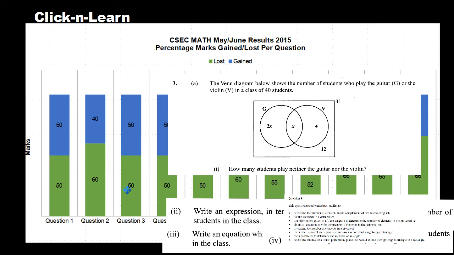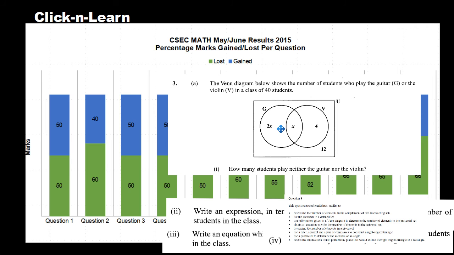Most students lost about 50% of the marks for this particular question, with 50% gained or earned. Now the marks for this particular question 3 is 12 marks. So most Guyanese students who sat this exam got around half of the marks for that particular question. So what was the question?